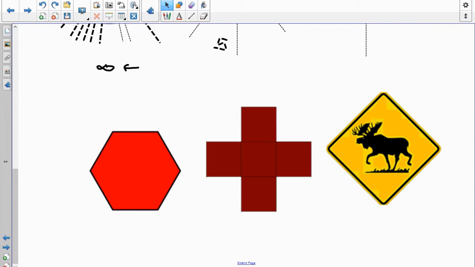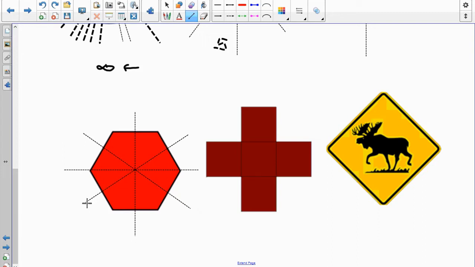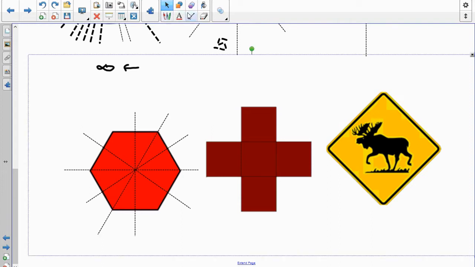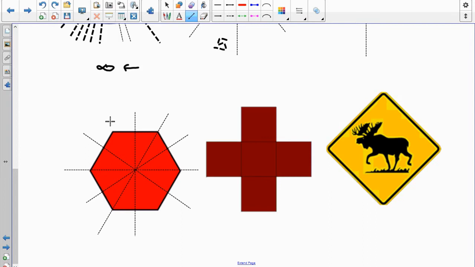Okay, let's start with the hexagon. Obviously, going up and down works, right? Going straight across works. We could go this way, that would work. We can go this way, that would work. And what about this corner to that corner? It doesn't look very good, but that's a possibility. From this corner here to that corner. So I've got every flat and every corner accounted for.